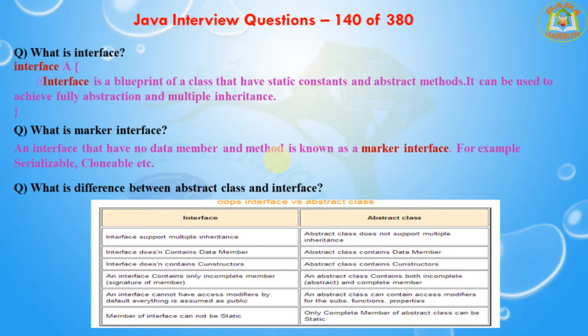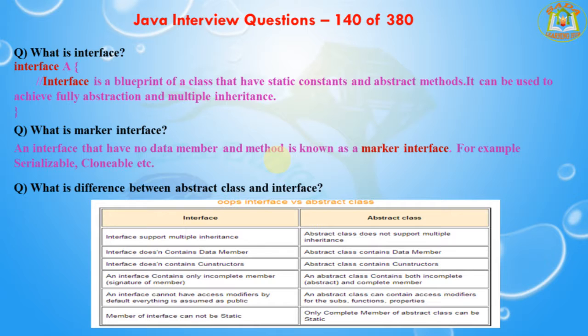The next question is, what is a marker interface? An interface that has no data members and methods is known as a marker interface. For example, Serializable and Cloneable are marker interfaces. They don't have any methods or members.